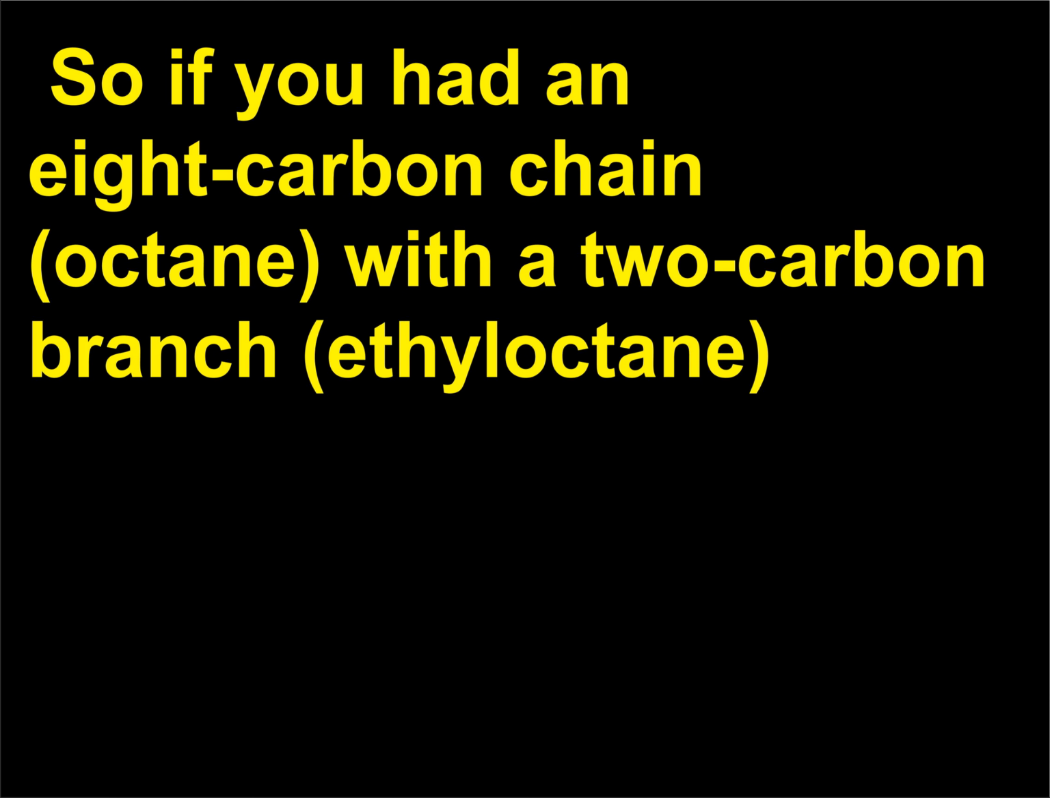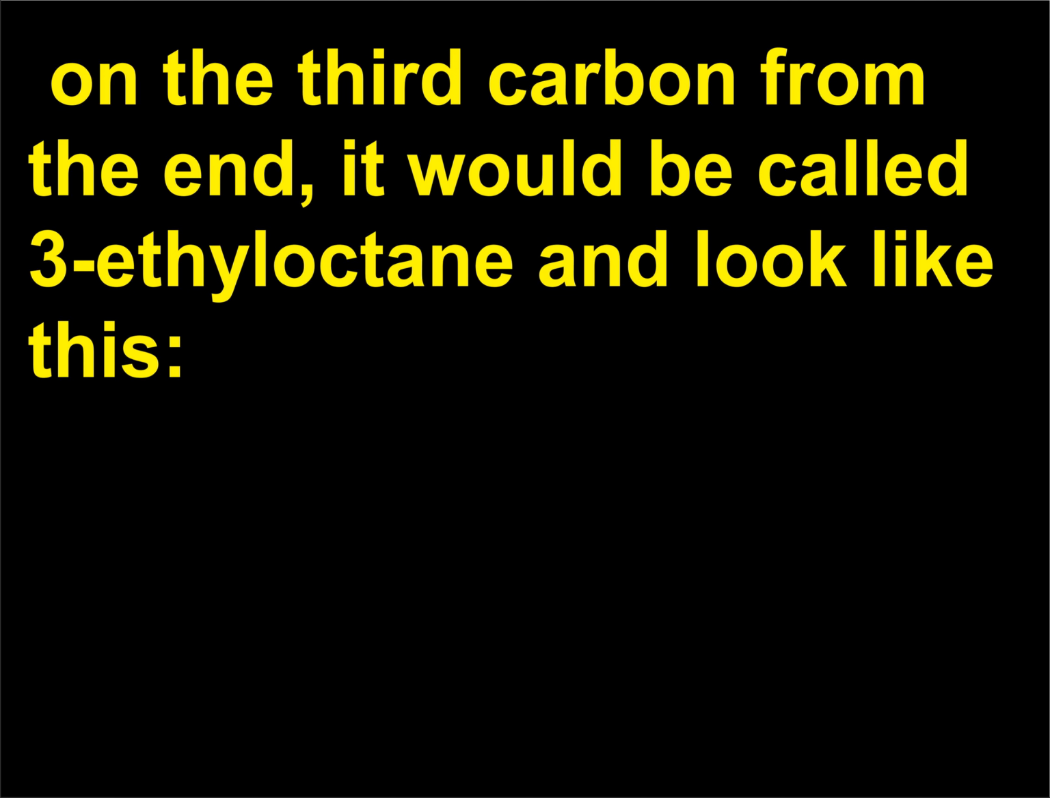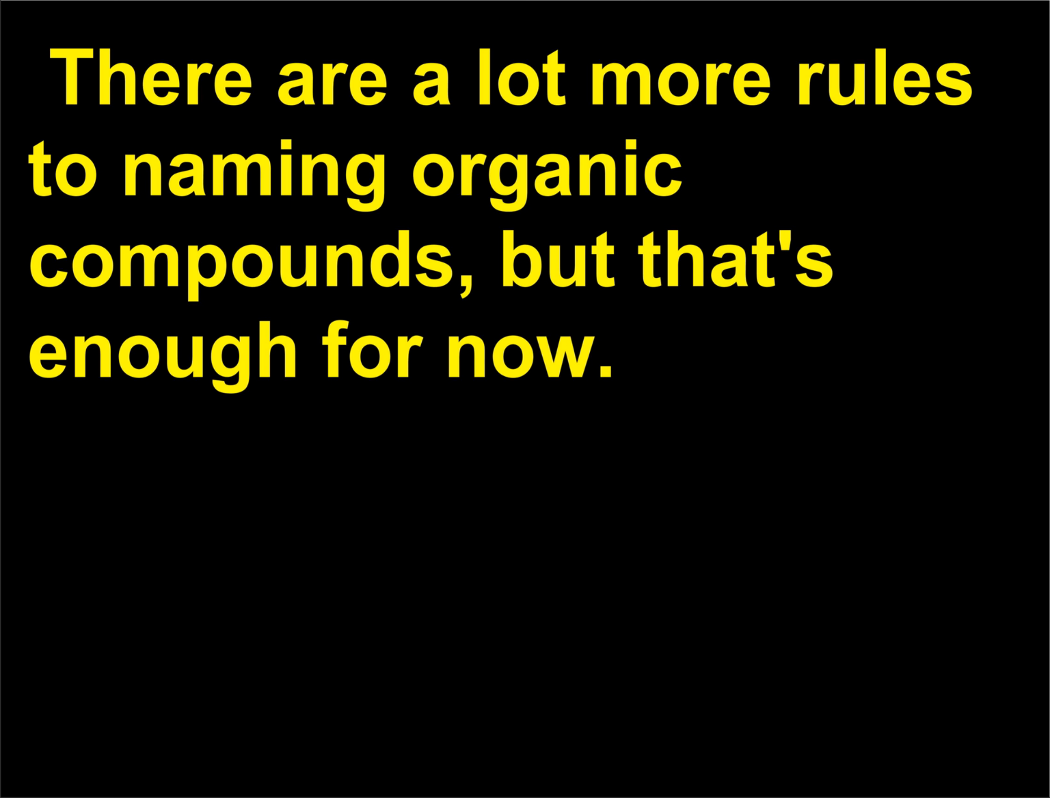So if you had an 8-carbon chain, octane, with a 2-carbon branch, ethyl octane, on the 3rd carbon from the end, it would be called 3-ethyl octane and look like this. There are a lot more rules to naming organic compounds, but that's enough for now.